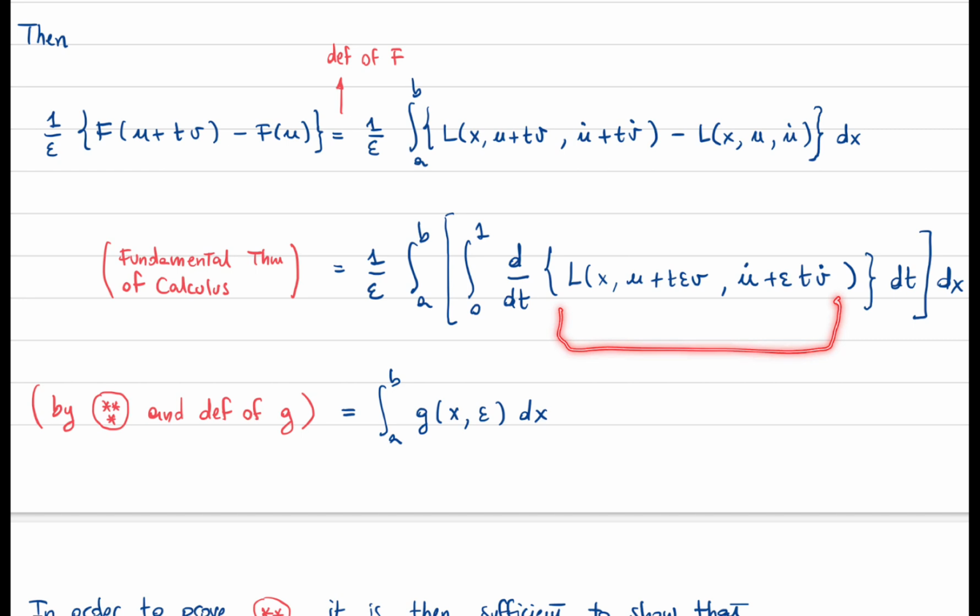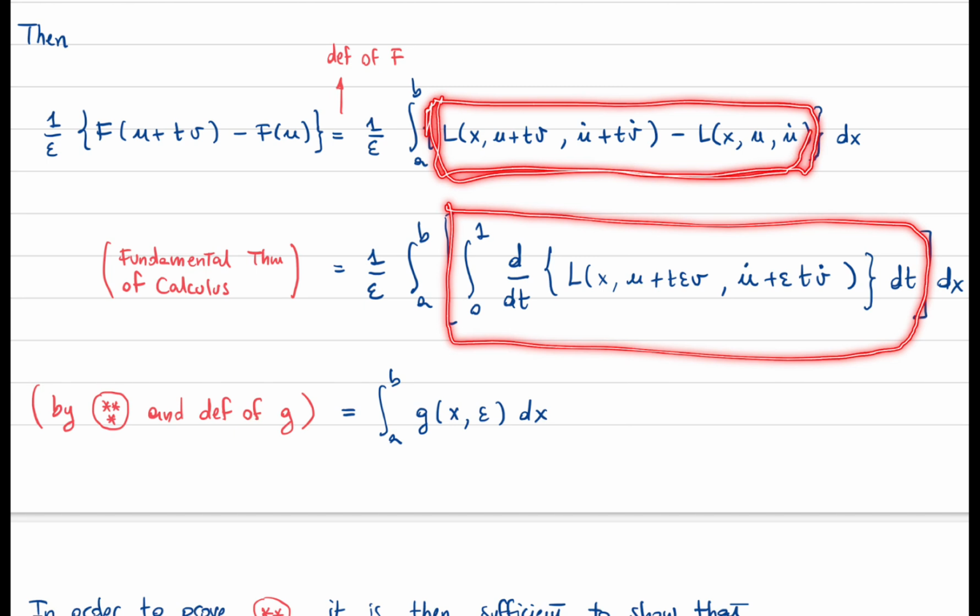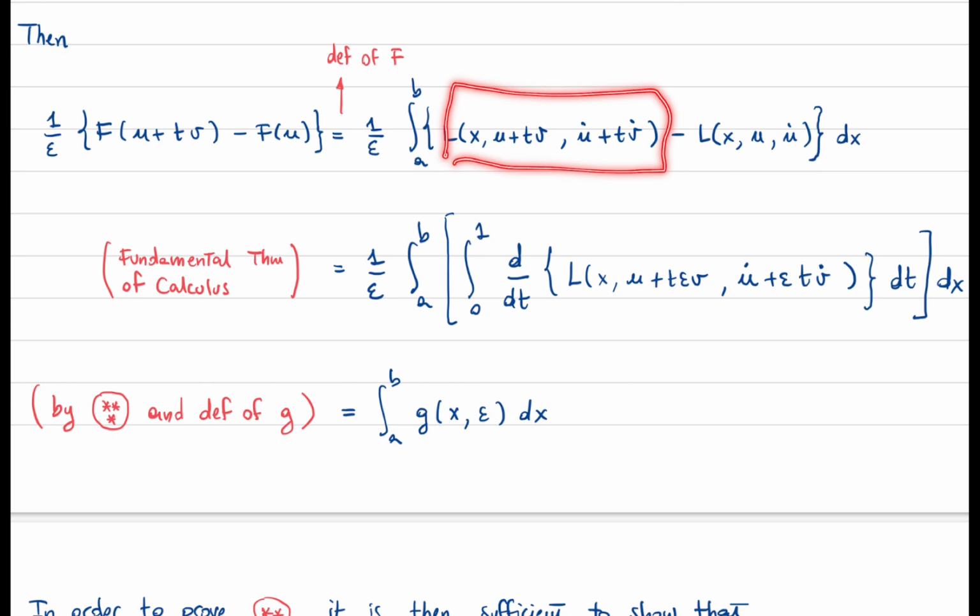And you can immediately check that this guy here is equal exactly to this guy here. Okay, because t is ranging from 0 to 1. So this function evaluated at 1 is equal to basically this one here, which I'm underlining. This one here. And for t equals 0, you get this function here.